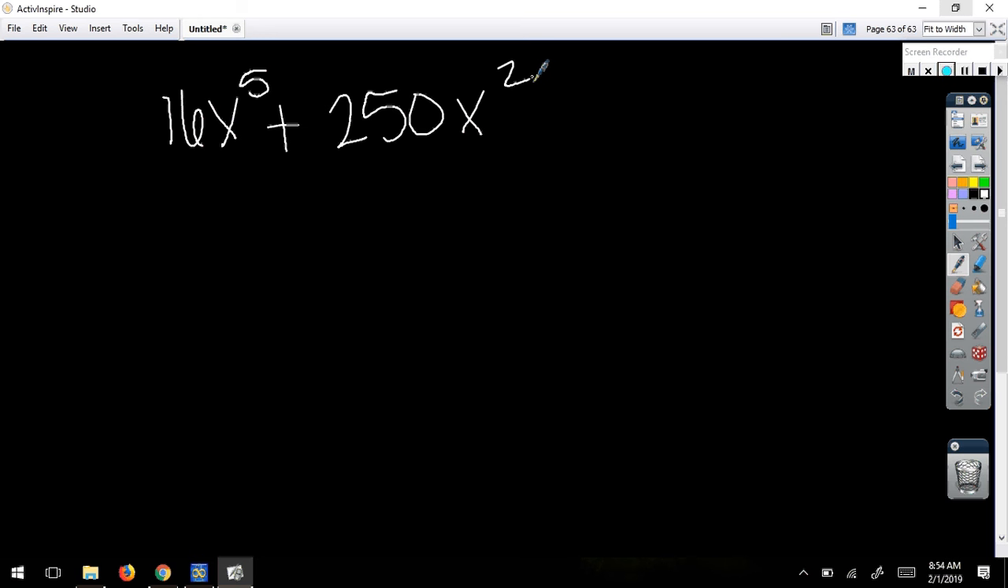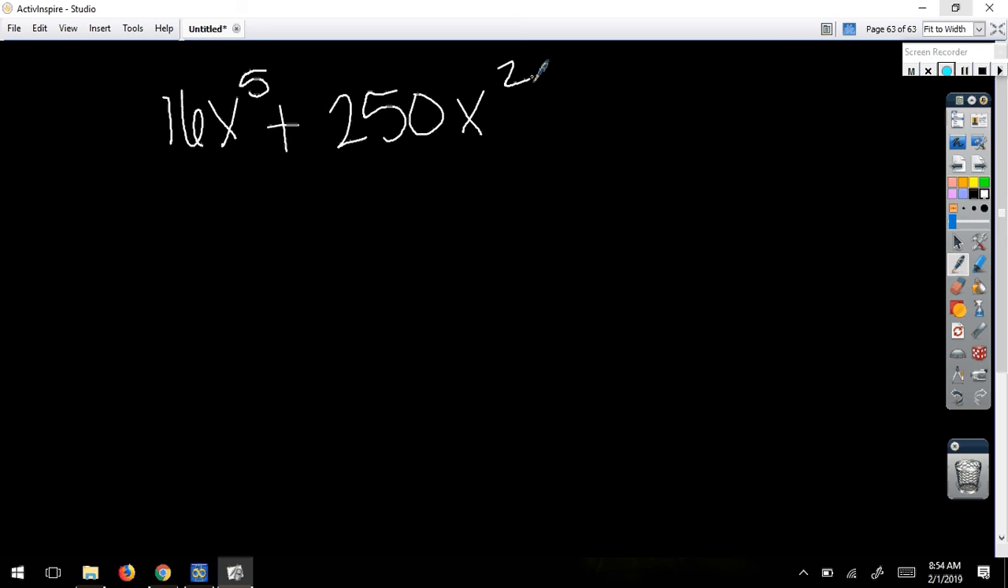So my first step of factoring is always what? Your GCF. If there's a GCF, take it out. 8x squared. You can take out x. No, 16 goes into 250. Doesn't it? 10 times. Take out x squared. We know we can take out an x squared.